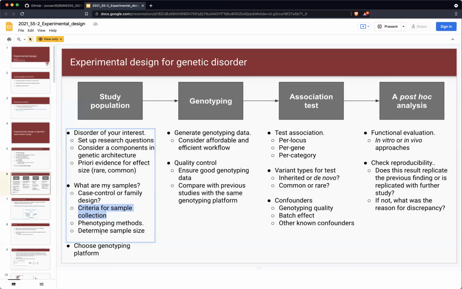And also lastly, you have to think about the sample size, right? Sample size ensures the statistical power, and that makes for a better experiment design in terms of the confidence of your research. And also lastly, since we are working on genetic studies, especially these days, the genotyping platform is a critical thing you have to make a decision on.